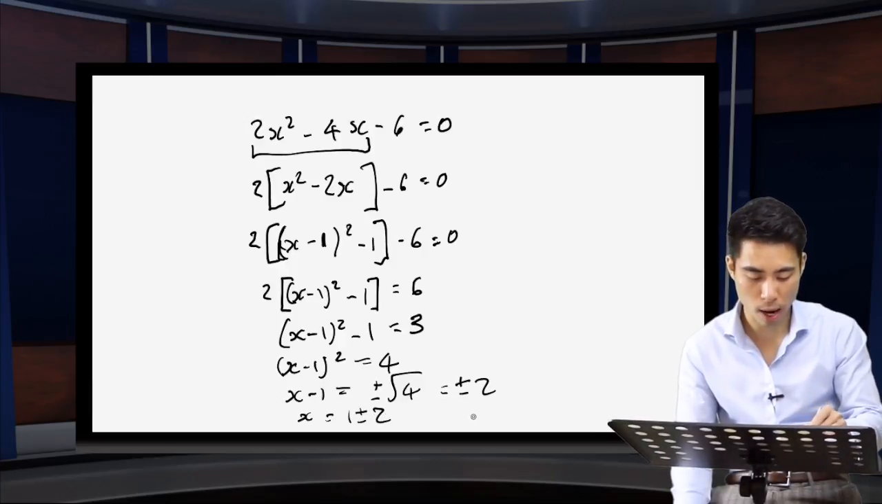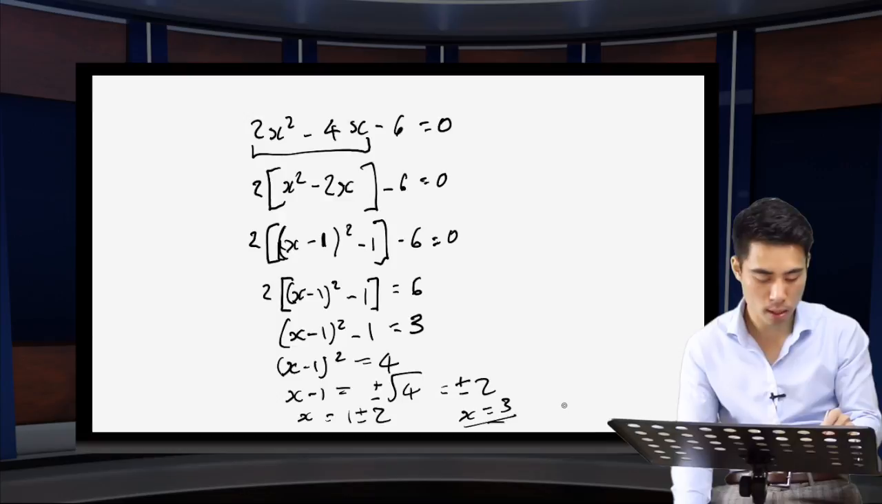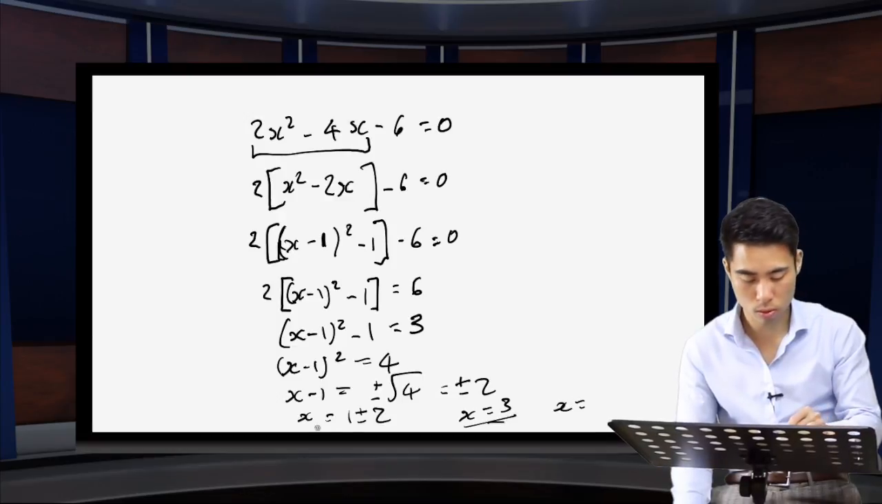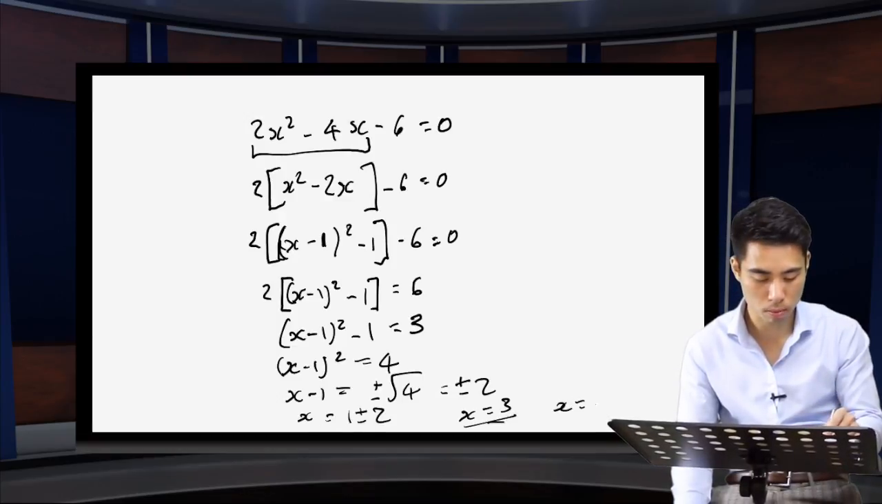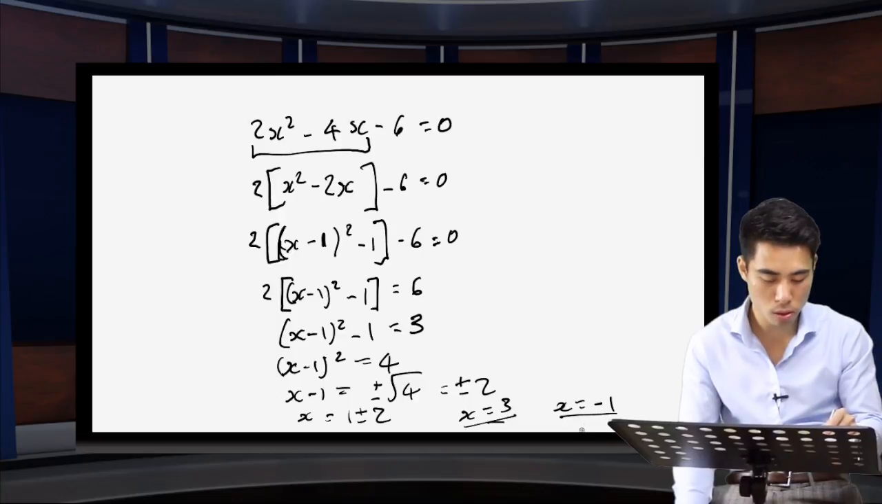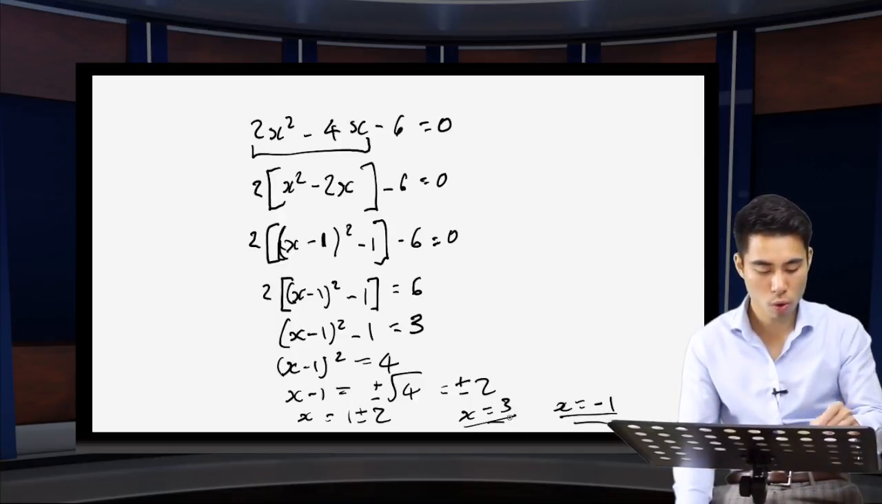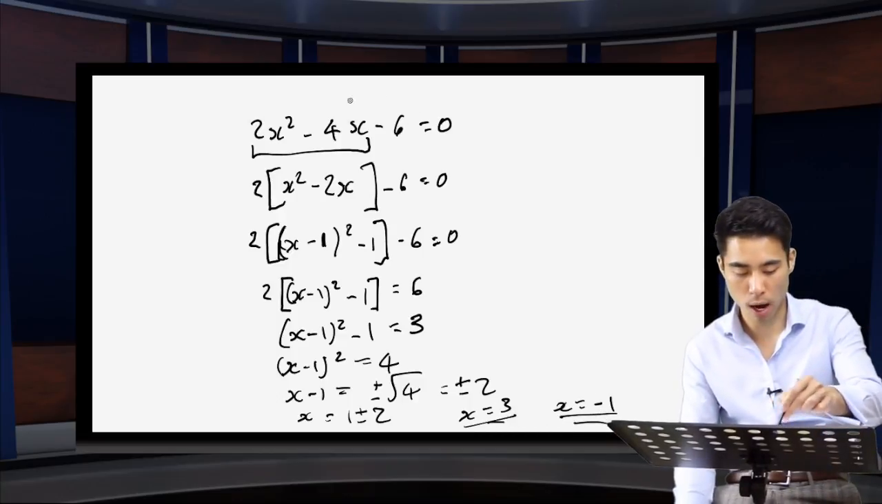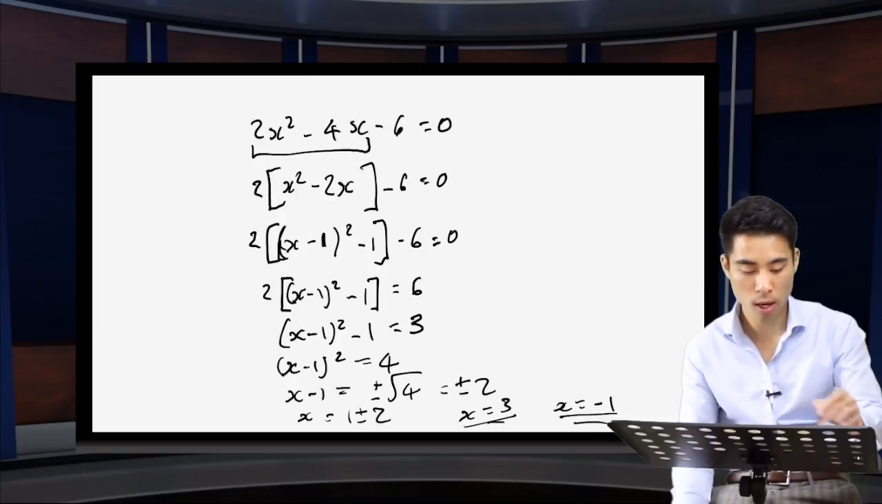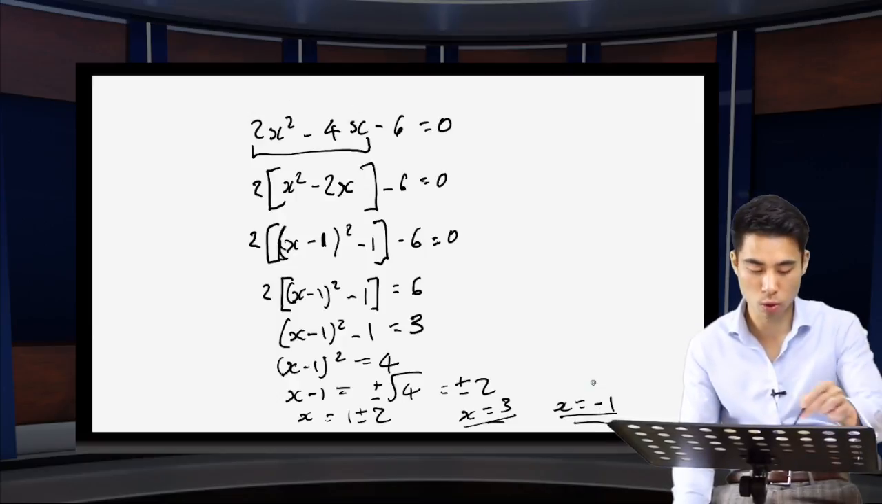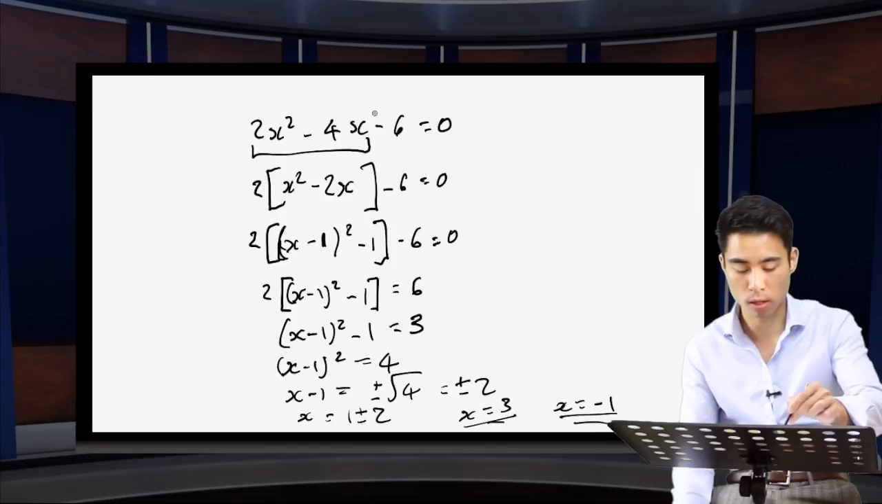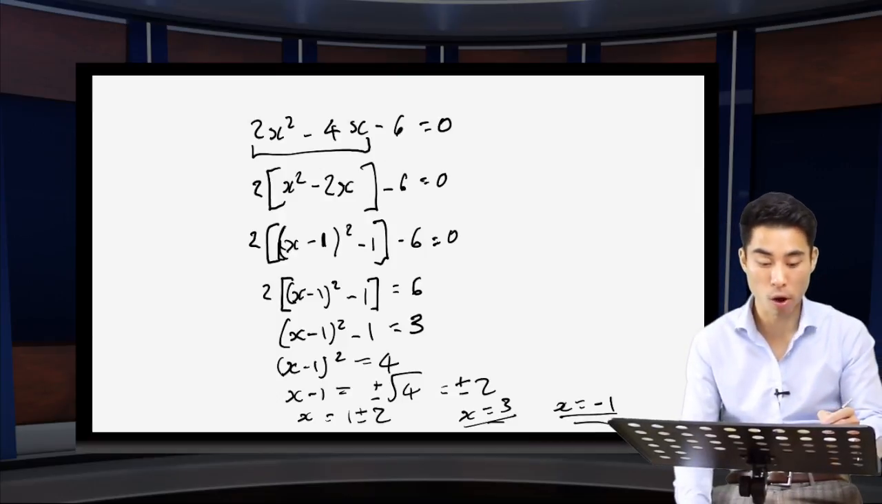And you can actually work these out. So either x is going to equal 1 plus 2, which gives me 3, and x equals 1 minus 2, which equals minus 1. And if you were to substitute x equal to 3 and x equal to minus 1 into this expression on the left-hand side there, you would indeed get 0 on the right-hand side. That's the first example we're going to look at.